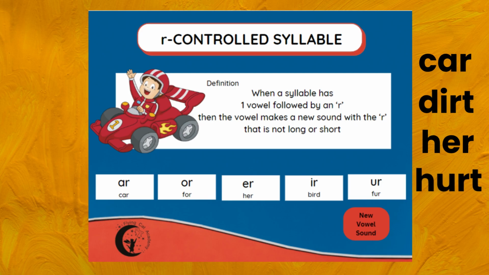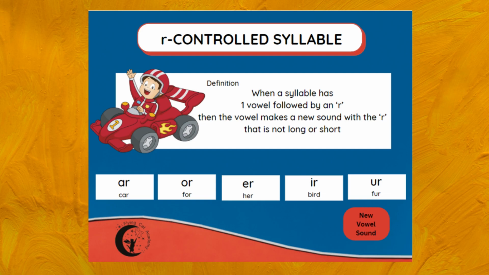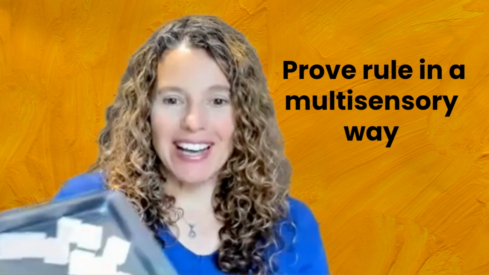We want the student to be able to use the definition of the R-controlled syllable to explain why a syllable is or why it isn't an R-controlled syllable. To teach this concept, I would probably look for a multisensory way to do it. And so I would grab my magnetic letter tile board, and I'll just get a little board for the purpose of this video. And I would say, okay, let's look at a word.